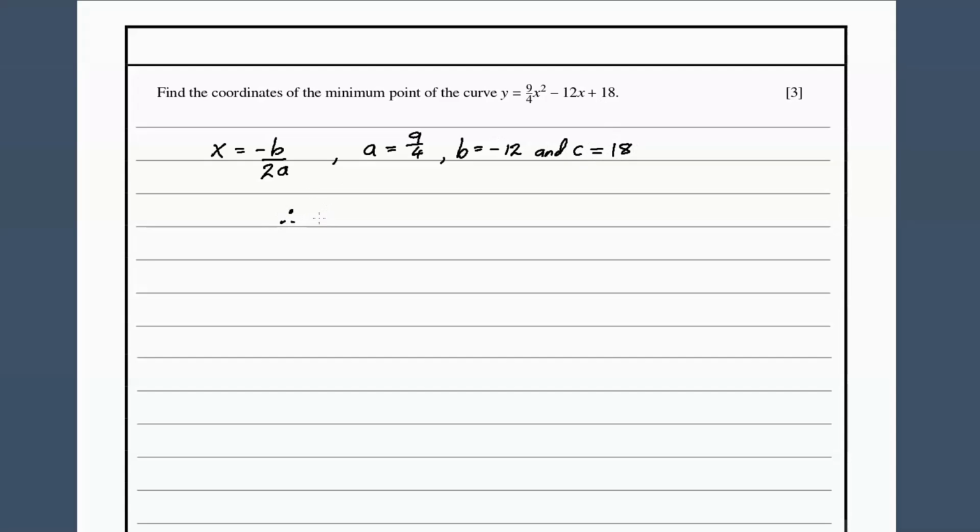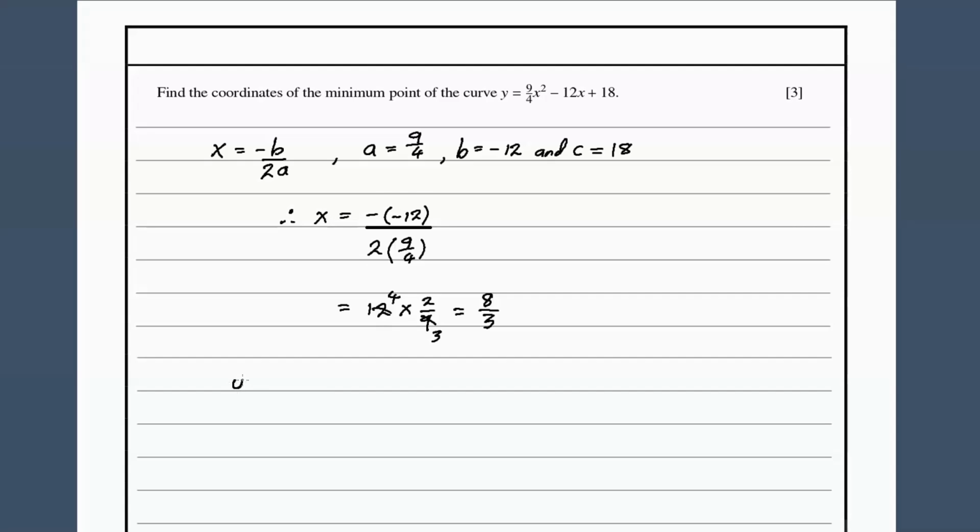Alright, so therefore, x will be minus b, which is minus of minus 12, and that's divided by 2 of a, which is 9 over 4, like this. So basically, we have minus of minus 12, which is 12, divided by 2 times 9 over 4, which is 9 over 2. So dividing by 9 over 2 is like multiplying by 2 over 9. And this will give us, here 3 goes in 3 times and 3 goes in 4 times. So we get 8 over 3 as the x coordinate of the turning point.